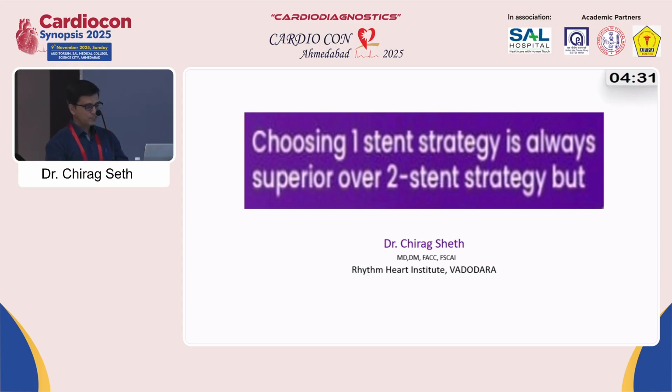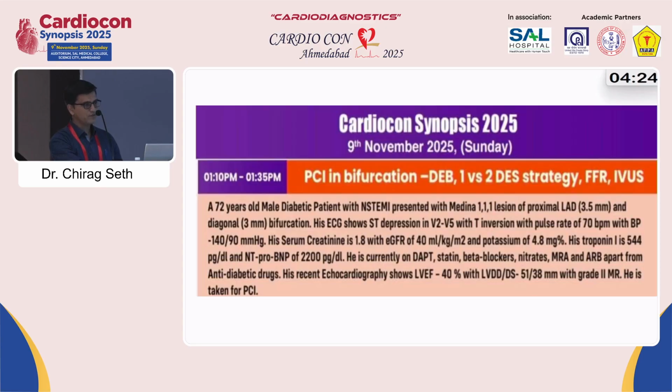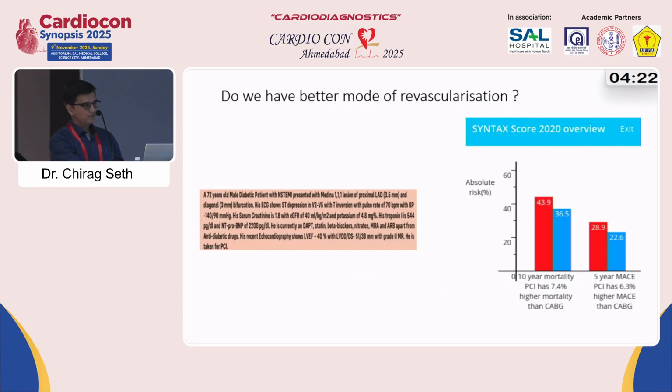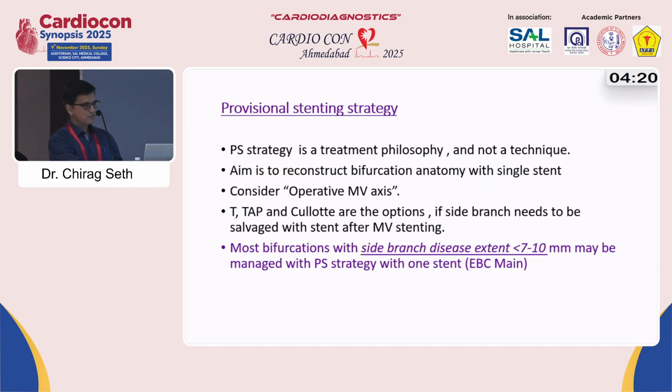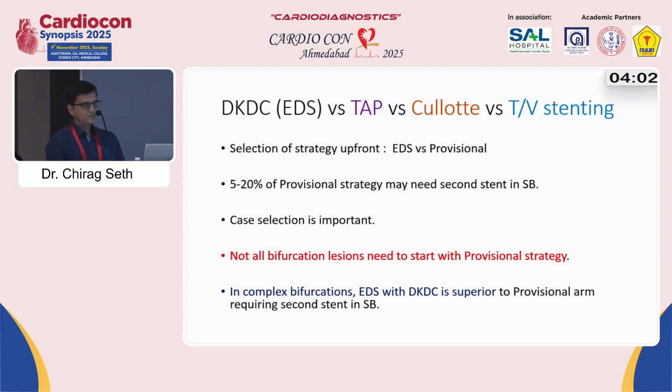But the two questions that have been posed: what are the indications where two stent strategy would be mandatory upfront, and what parameters will help in choosing which modality to select? So, without going into a lot of technical details, we know that most bifurcations with side branch disease extent less than 7 to 10 millimeter from the ostium may be managed with provisional stent strategy with one stent. That data has been already well known from EBC main. But what we need to understand is that case selection and strategy selection upfront is important.